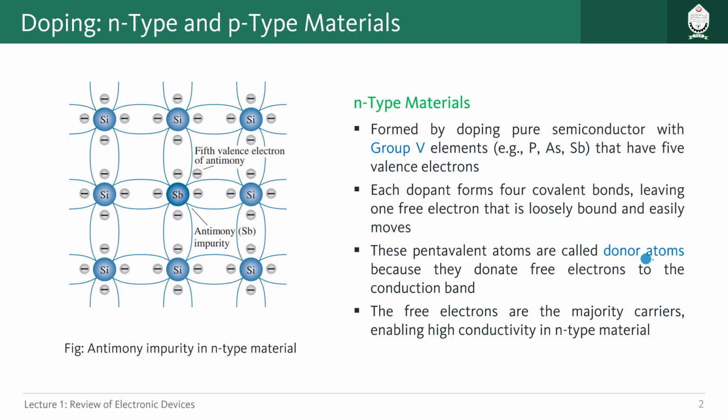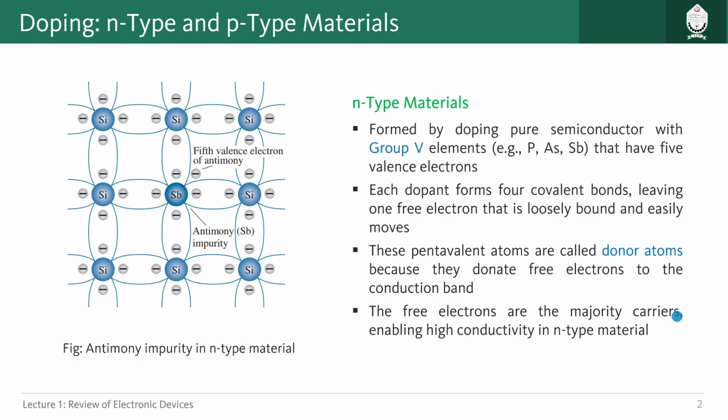So these are called donor atoms. Here we have used this antimony, or Sb. This is called a donor atom. And these free electrons we are generating because of this procedure are called majority carriers. We will see what the difference is between majority carriers and minority carriers later on.